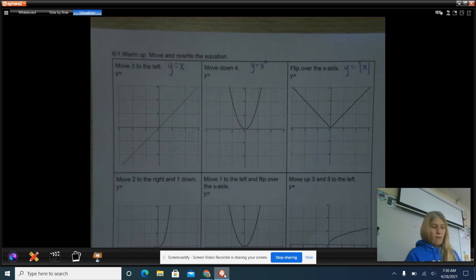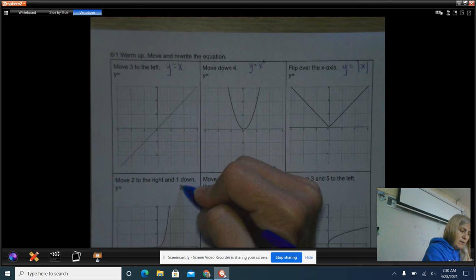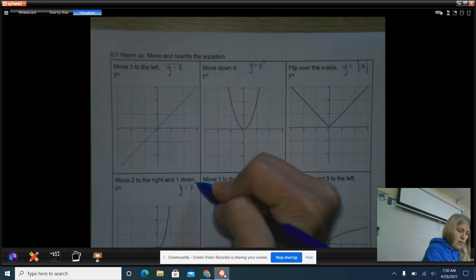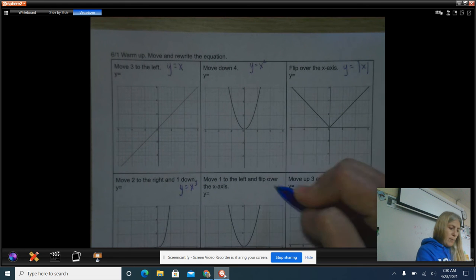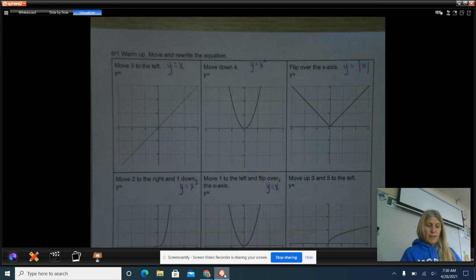This one is a cubic function, so our parent function is going to be y = x to the third power. We have another parabola, so our parent function is going to be y = x squared. And finally, we have a square root function, which is y = the square root of x. Okay, now we're going to go ahead and move them.